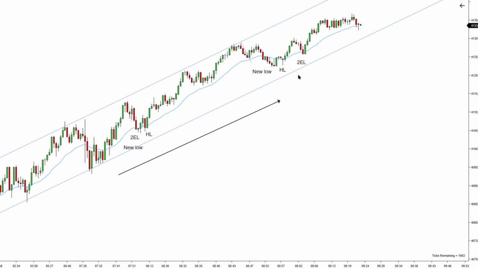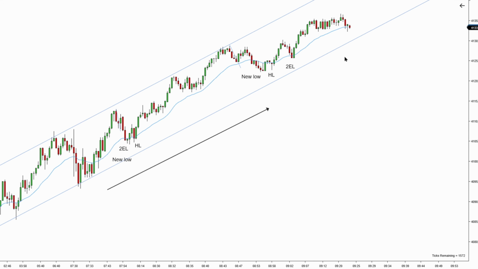And once the correction plays out, this is where I'm going to be thinking about buying again, because I don't even want to be thinking about selling. It may look overdone, but you're going to make the most money by sticking with the direction of the main trend.